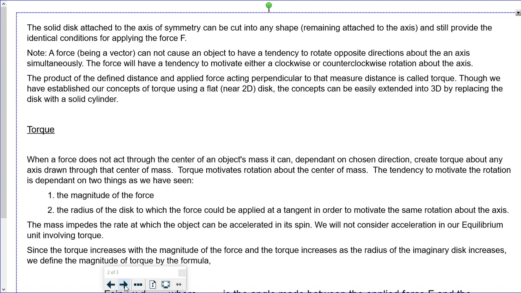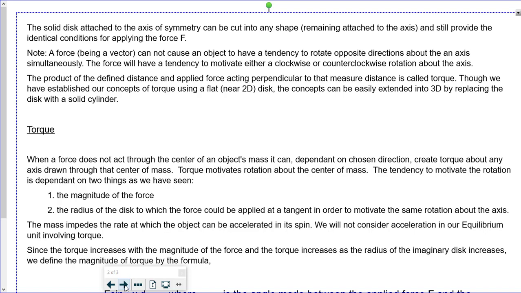Note, a force, being a vector, cannot cause an object to have a tendency to rotate opposite directions about an axis simultaneously. The force will have a tendency to motivate either a clockwise or a counterclockwise rotation about the axis. The product of the defined distance and applied force acting perpendicular to that measured distance is called torque.